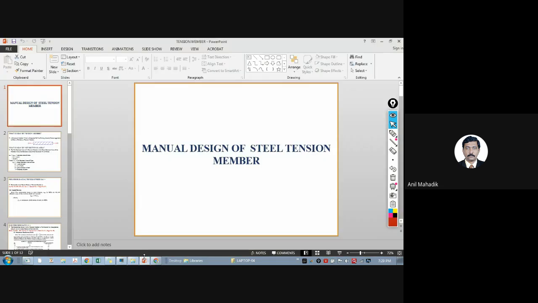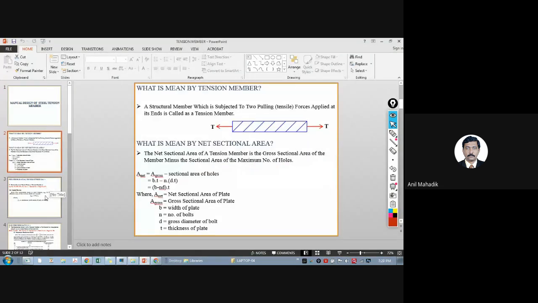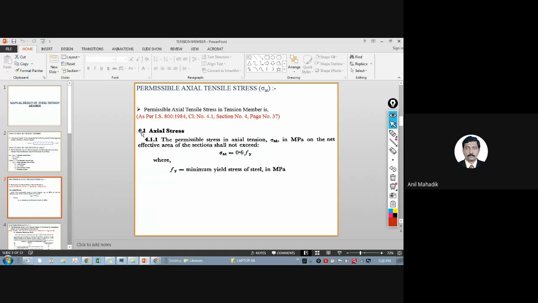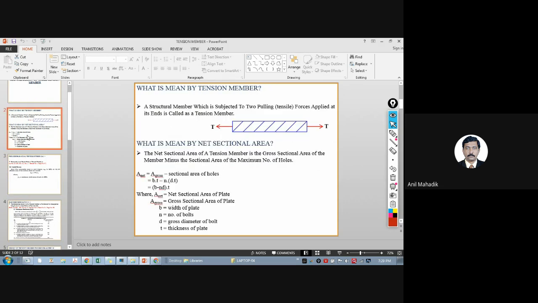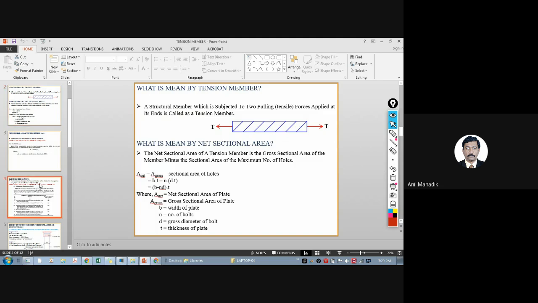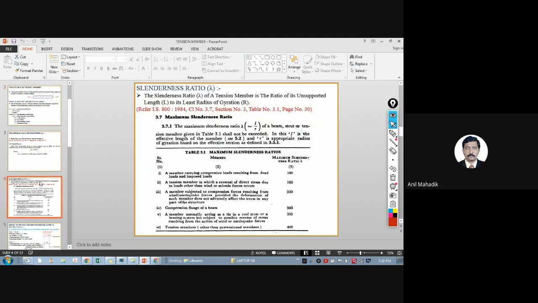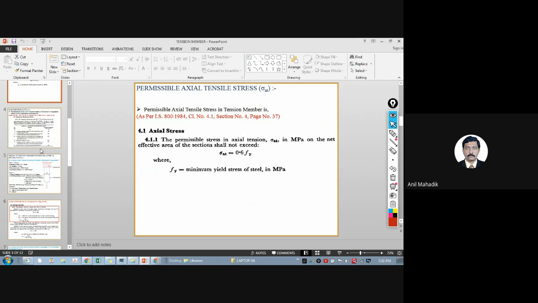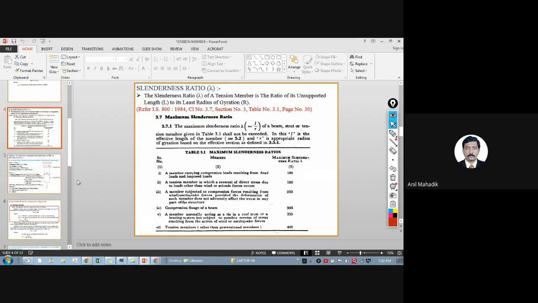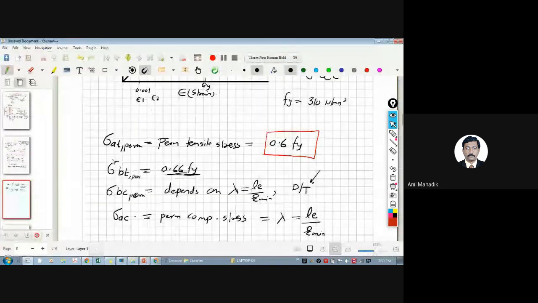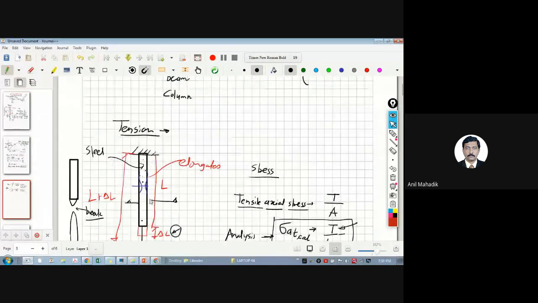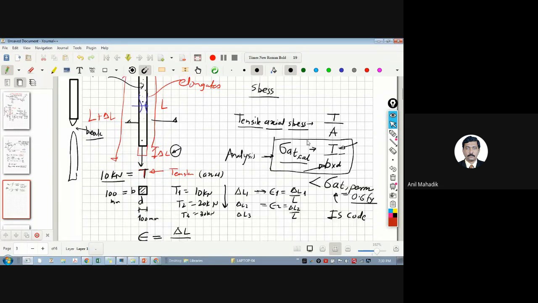Now let's see it in detail again. Whatever I told you is given in clause 4.1 in IS 800, sigma at. So you have understood what is meant by a tension member now. If you have this rod as an example, without any holes, a very plain square rod with nothing in it, then this formula is applied.